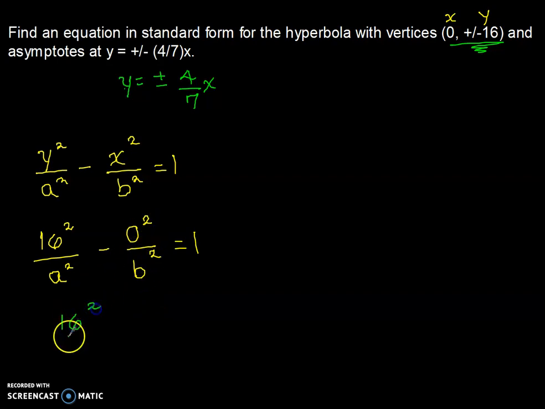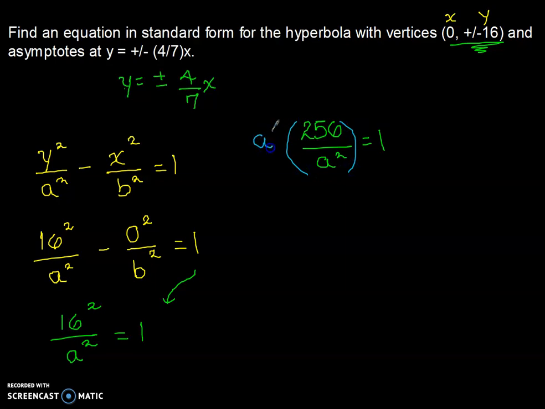Because I have 16 squared over a squared. If it's minus 0, it's still just going to be 16 squared over a squared. Drop down that it equals 1. And 16 squared would give me 256 over a squared equals 1. Using my algebra, the only unknown here is a, so I'm just going to isolate it, multiply both sides by a squared. And I have a squared equals 256.